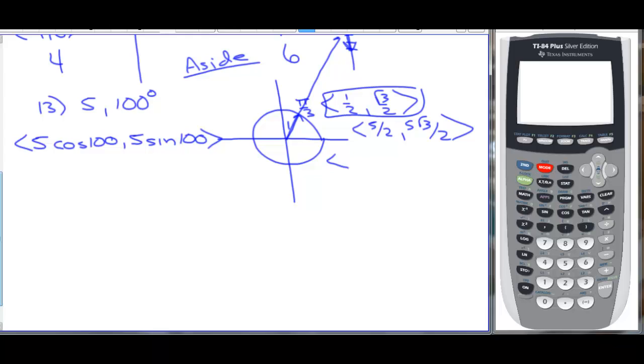What mode do I need to be in? Radians or degrees here? Degrees, right? How many are going to forget to change your calculator? All right, Abby. 5 times cosine of 100. Let's get an answer, even though it's a decimal. That's going to be negative 0.868. That would be the x-coordinate. And then 5 times sine of 100, I get 4.924, which puts me in the second quadrant where it belongs, because 100 degrees is in the second quadrant. X should be negative.